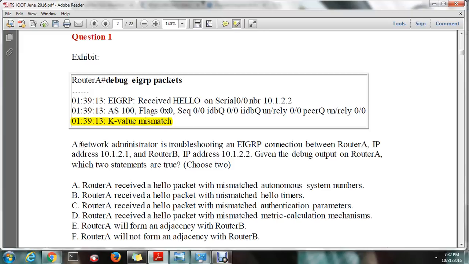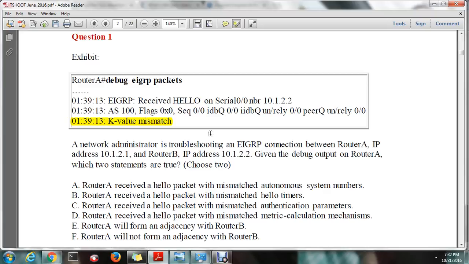The network administrator is troubleshooting an EHRP connection between router A, IP address 10.1.2.1, and router B, IP address 10.1.2.2. They give the debug output on router A. Which statements are true? We should select which statements are true. The router A receives allow packet with mismatched autonomous system number. No, it never denotes there is a mismatched autonomous system number. The output is saying that AS100 was configured. Because it received allow packet, both are configured, so the neighbor router also has autonomous system 100 configured.